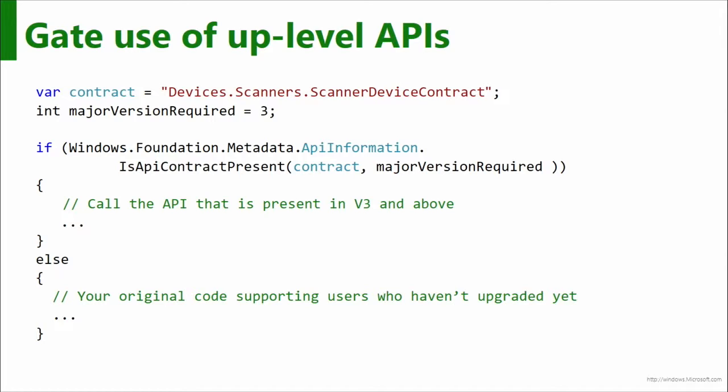I guess another use of the API information is API contract present, where you're using that override, saying not only is it present, but I'm looking for a specific version of it. Or it may even be that there's something a little weird about that particular version, and so you handle that weirdness, but you don't need to handle it in all the other versions.